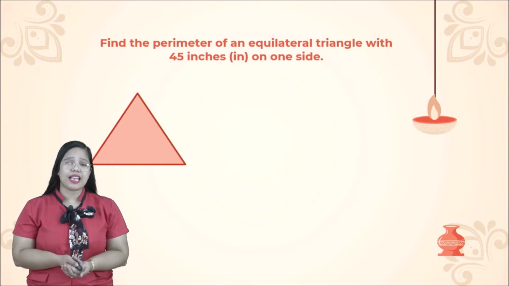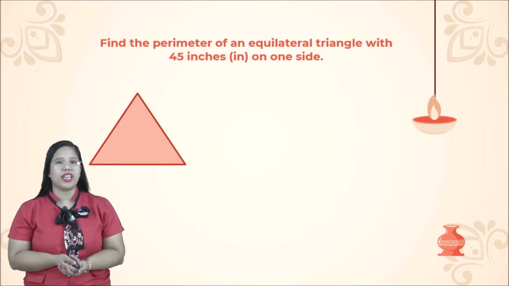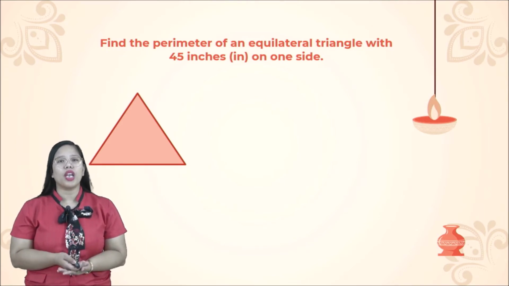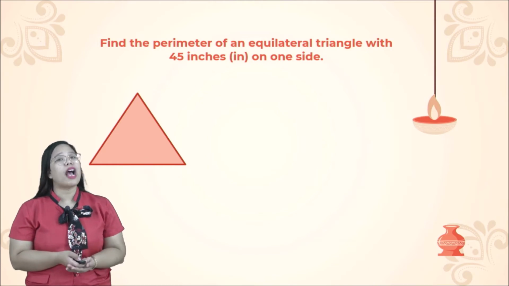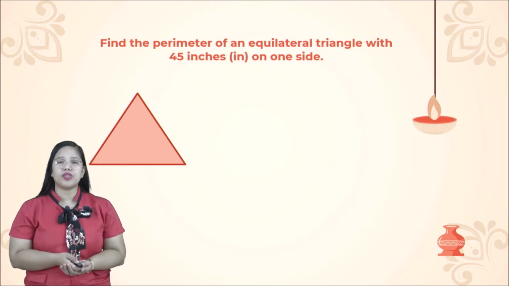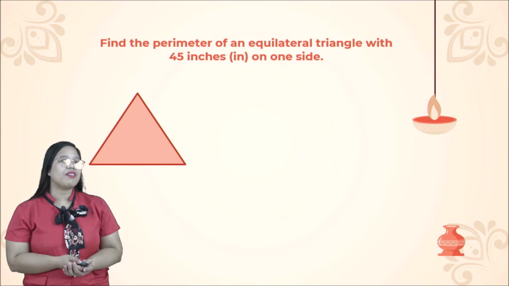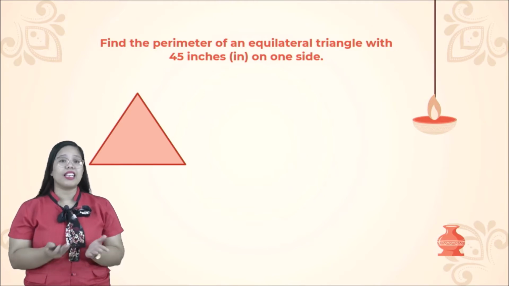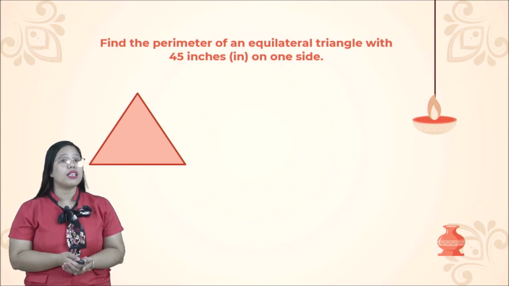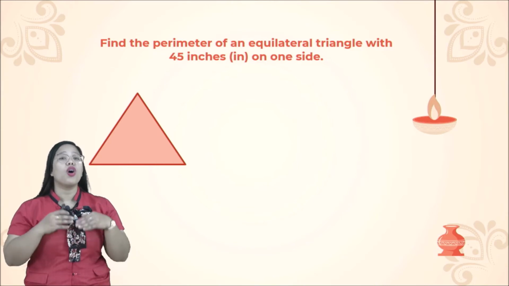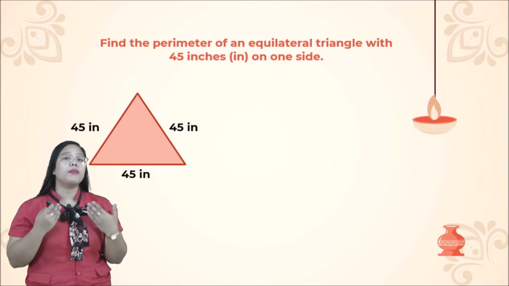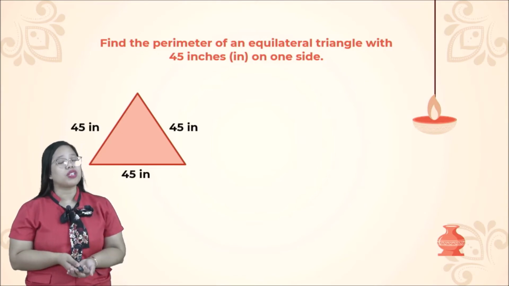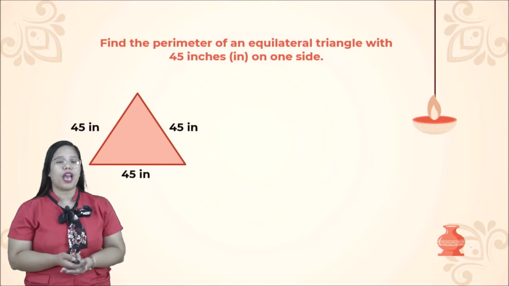So, this is an example of equilateral triangle. So again, kids, when we are talking about equilateral triangle, all the sides are equal. We need to find out the perimeter of an equilateral triangle with 45 inches on one side. An equilateral triangle has all sides equal. So the measurement of all sides of the equilateral triangle is 45 inches.